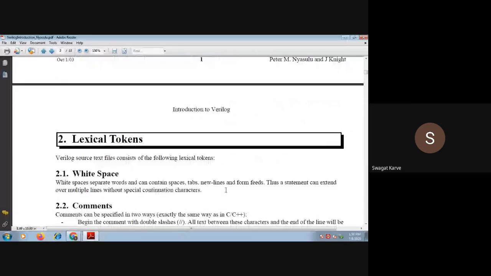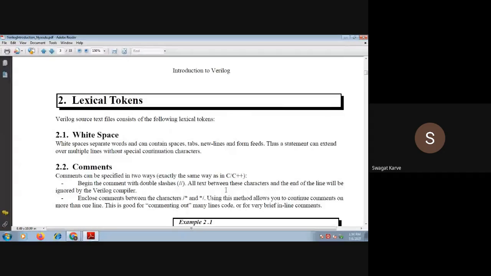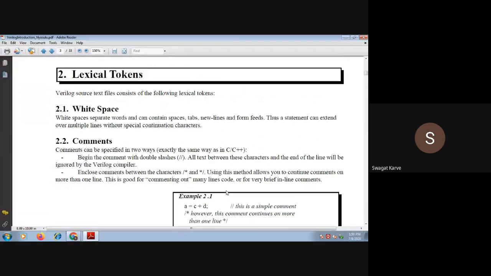Now we will start with the lexical tokens that we use in Verilog. That means what white space means, what different comments mean. That is what we are going to study within these lexical tokens.